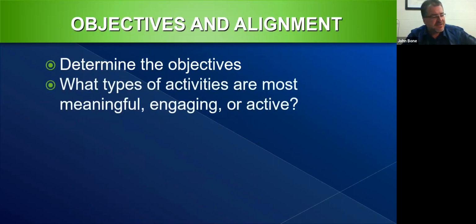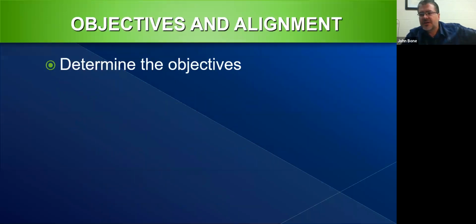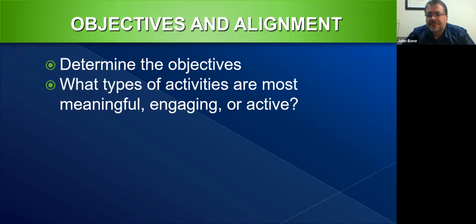So let's talk about objectives and alignment. Of course, determining the objectives is pretty important, and that's where the flow charting we talked about comes into play. And again, you may have the objectives already because you've already taught this course face-to-face, or maybe this is a redesign of your online course. But first we have to determine those objectives. We talked about that. And then we have to determine what meaningful assignments will be relevant to meet those objectives.